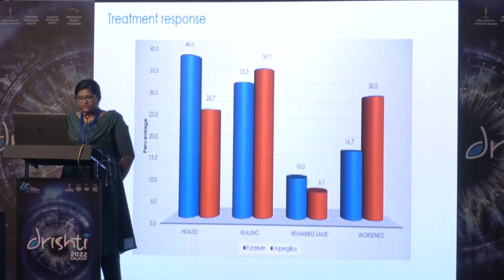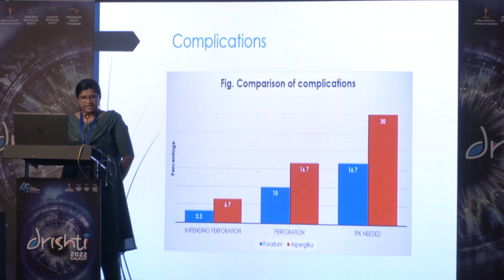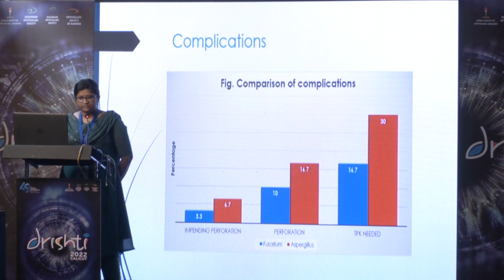Then, treatment response at the end of 1 month: 40% of Fusarium and 26% of Aspergillus were completely healed, and 33% of Fusarium and 36% of Aspergillus were in the healing stage. Worsening ulcers were more in the Aspergillus cases compared to Fusarium. Perforation was more in the Aspergillus group compared to the Fusarium group. An indication for therapeutic penetrating keratoplasty was also found to be more with the Aspergillus group.